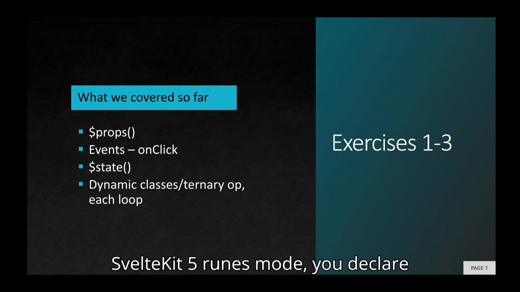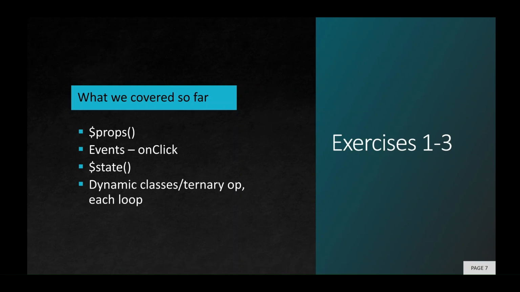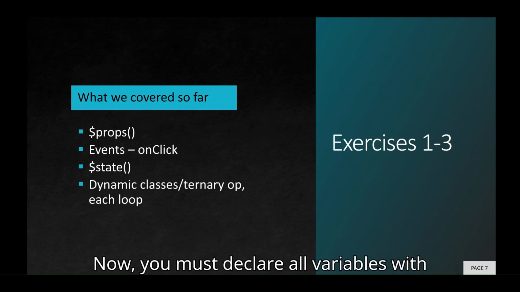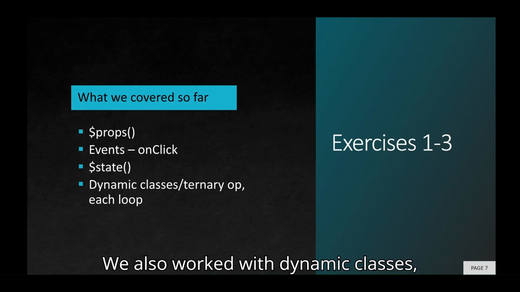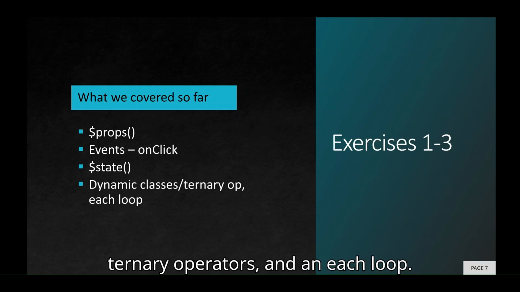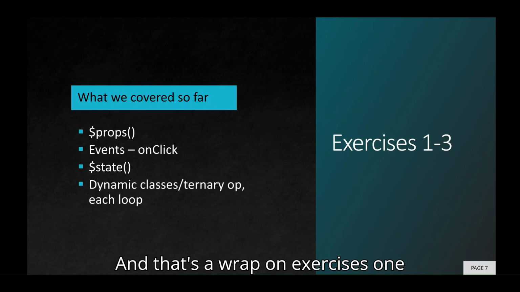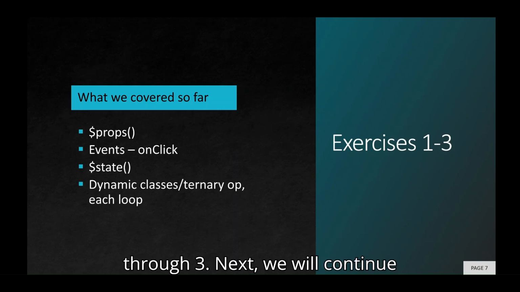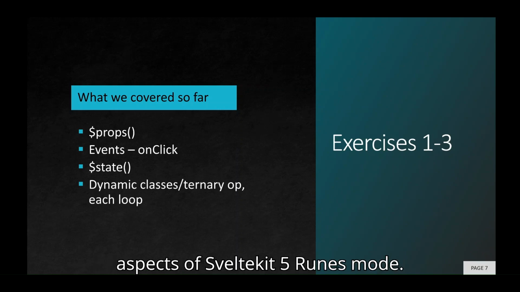$state: with Svelte 5 runes mode, you declare variables with $state. This used to be let variable equals value. Now, you must declare all variables with $state, except const and $derived. We also worked with dynamic classes, ternary operators, and an each loop. And that's a wrap on Exercises 1 through 3. Next, we will continue with some more exercises covering more aspects of Svelte 5 runes mode.